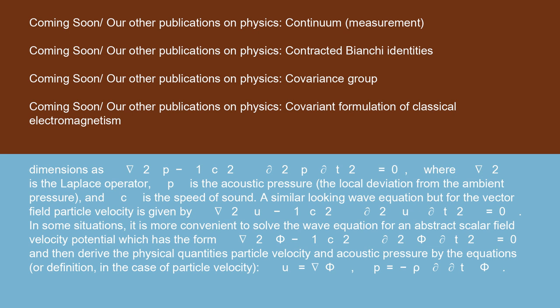In some situations, it is more convenient to solve the wave equation for an abstract scalar field velocity potential, which has the form nabla^2 phi - (1/c^2) d^2phi/dt^2 = 0, and then derive the physical quantities particle velocity and acoustic pressure by the equations, or definition. In the case of particle velocity, u = nabla phi, p = -rho d/dt phi.